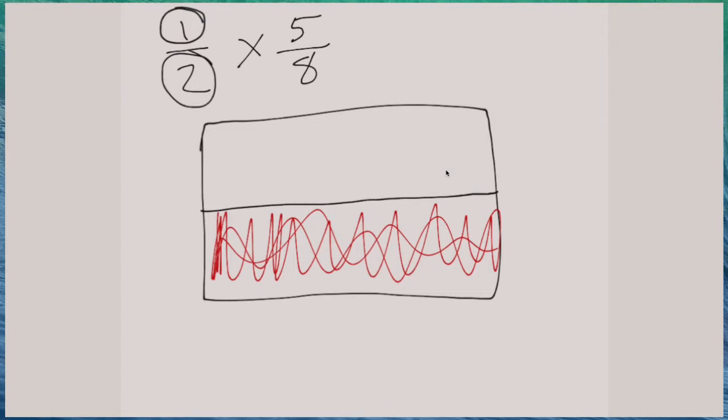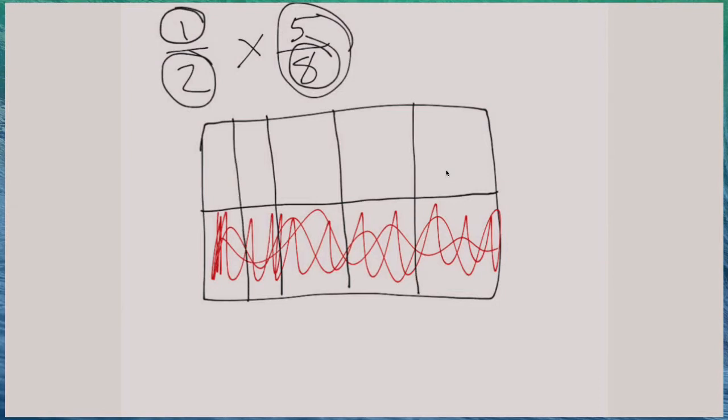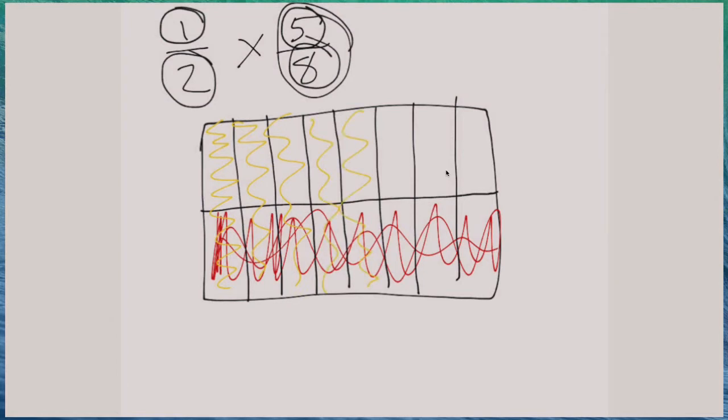So I shade in one of the pieces. Next, I move to the second fraction, and I make it 8 pieces vertically. So 2, 4, 5, that should be 8. 1, 2, 3, 4, 5, 6, 7, 8. I've got 8 pieces now, and it says I need to shade in 5 of those vertical pieces. So I choose my color and I go ahead and shade those in. 1, 2, 3, 4, and 5.